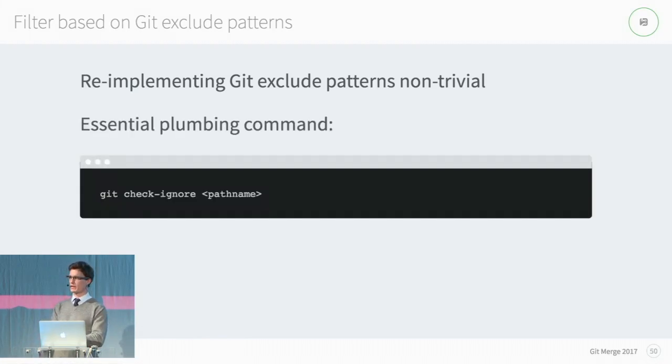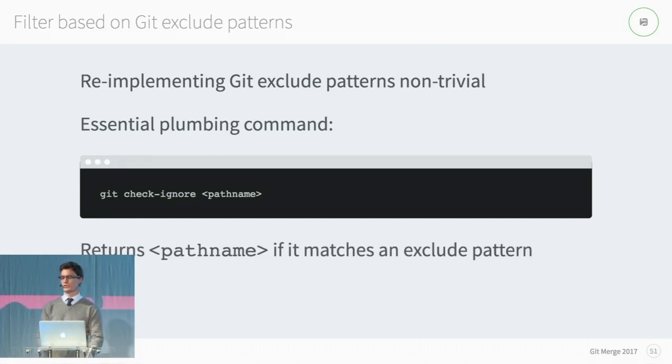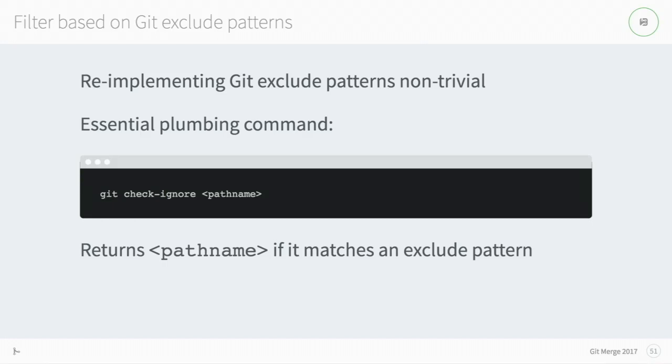So the essential plumbing command you want to know about here is git check-ignore followed by a path name. All right, so this is going to return the path name if it matches one of the exclude patterns. You can either pass this a single file name, or you can pass it a directory, and then it'll list any files in that directory that are matched by an exclude pattern. So if you have a list of files that you want to, say, run your test scripts against, pipe them all through this, and you'll only get fed out those that should be ignored. And a lot of different testing scripts will have some kind of mechanism for telling it to ignore certain files.